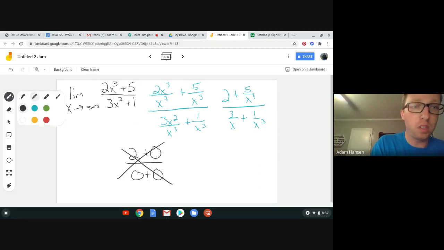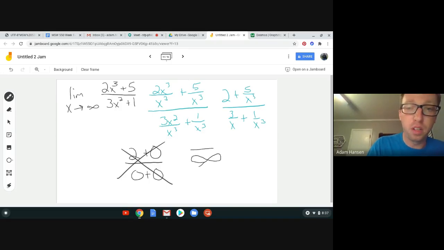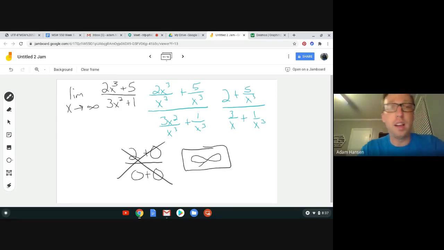So what we have to do is look at that ratio of powers. In this case, I have a large positive number divided by a smaller positive number. As x goes to infinity, that difference is going to increase exponentially, and we're going to have a limit at infinity being an infinite limit.